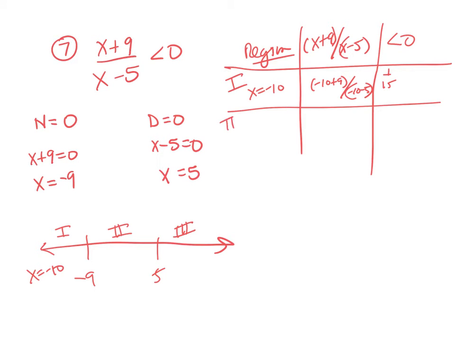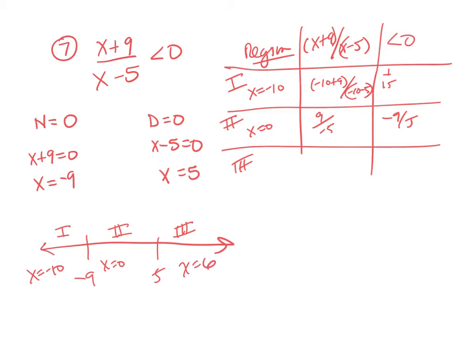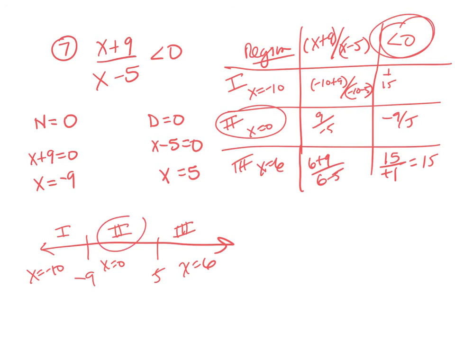In region 2, we could pick 0. That would be 9 over negative 5. And then in region 3, we can pick 6. And that'll give us 15 all over negative 1. So we get a positive 1, sorry, so we get 15. You want the answers to be negative, and that's only region 2. It doesn't have an equal sign, so it's just from negative 9 to 5.